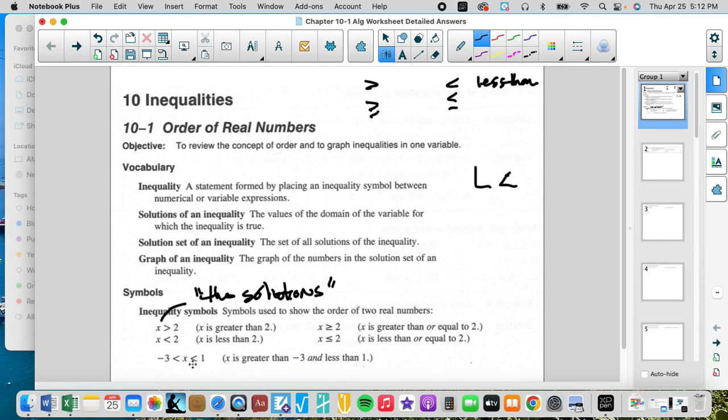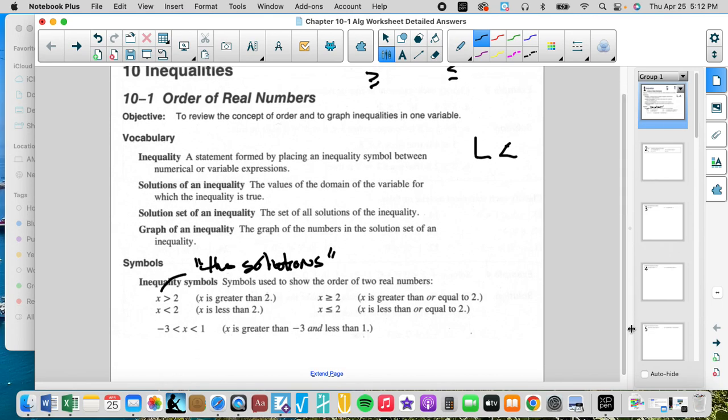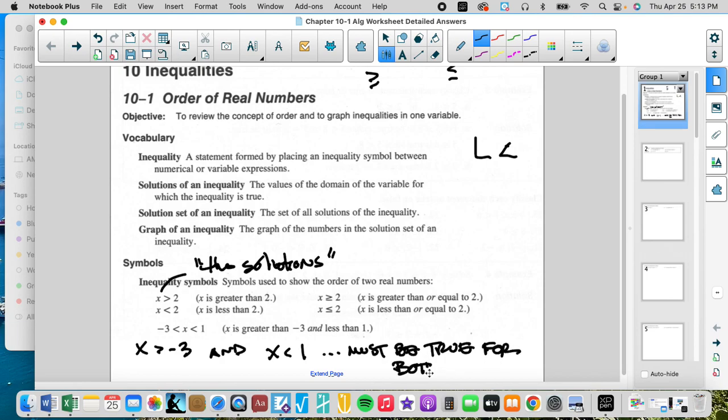So these are two statements. So when we see this, we see two statements. We see x is greater than -3 and x is less than 1. So it has to be true for both. That's the important thing. Must be true for both. So it has to be greater than -3 and it has to be less than 1. So that's a very small window of solutions here.